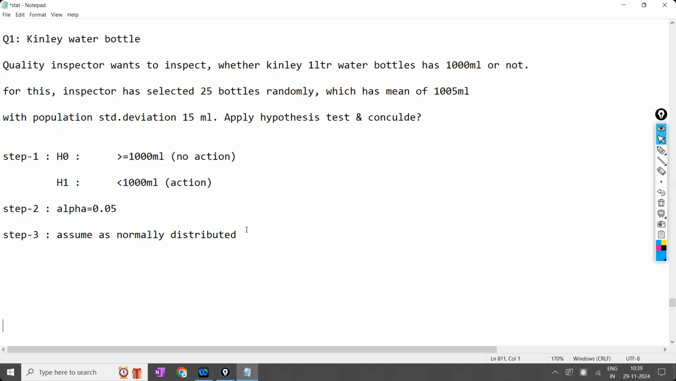If the data is not normally distributed, they have to give the data set to us. Then only we can check. Here there is no data, which means it is automatically normally distributed. Now what is step 4?